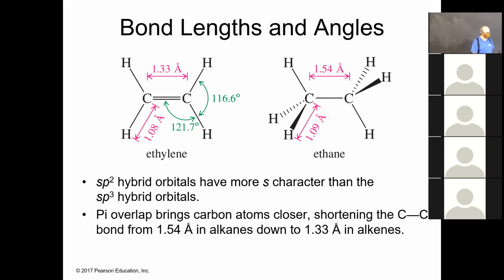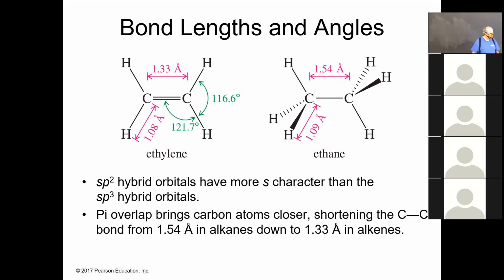So here's ethylene versus ethane, just a comparison of the bond lengths and bond angles. In ethane, these carbons are tetrahedral, so the bond angles are going to be about 109.5. And notice the bond lengths are greater in ethane than in ethylene. These bond angles in ethylene are approximately 120 degrees.